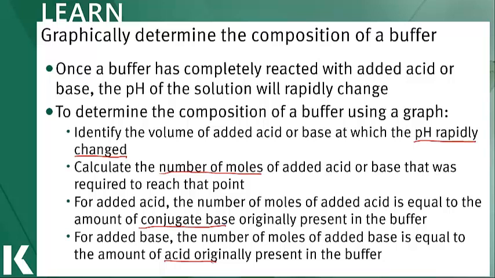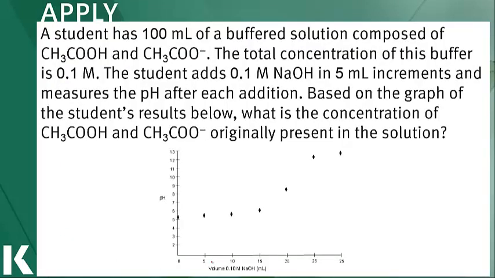Let's look at an apply question to determine how to use the graph. A student has 100 milliliters of a buffered solution composed of acetic acid and acetate ion. The total concentration of this buffer is 0.1 molar. The student is going to add 0.1 molar sodium hydroxide in 5 milliliter increments and measure the pH after each addition. Based on the graph of the student's results, what is the concentration of my acetic acid and my acetate conjugate base originally present in the solution?